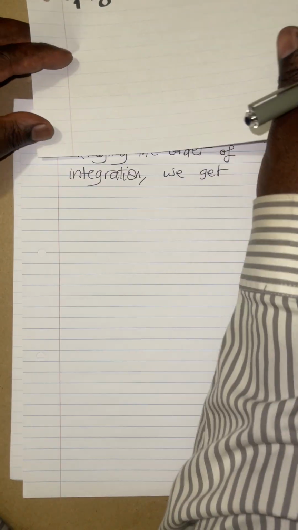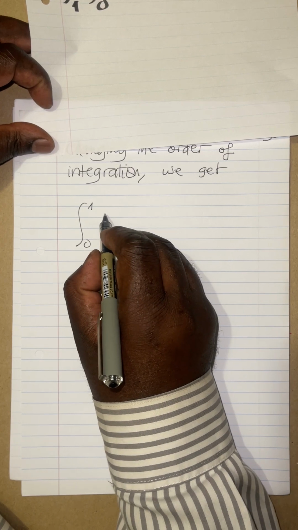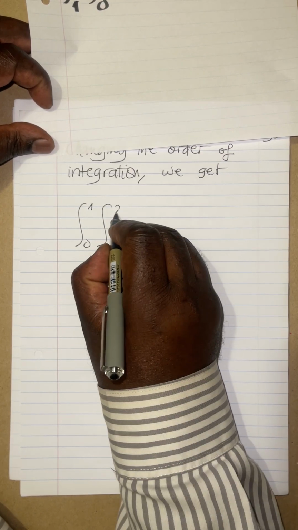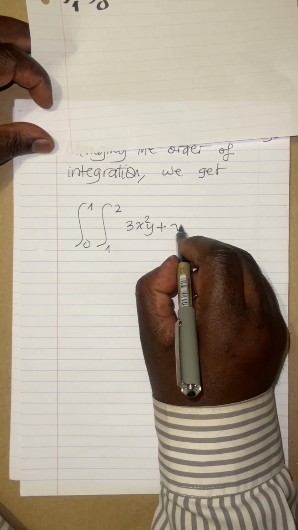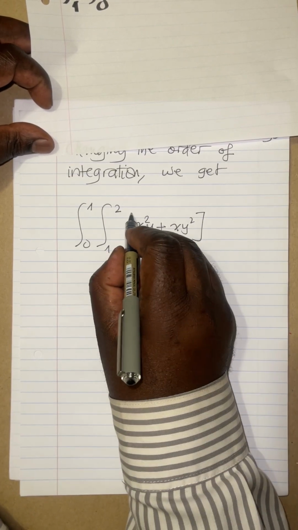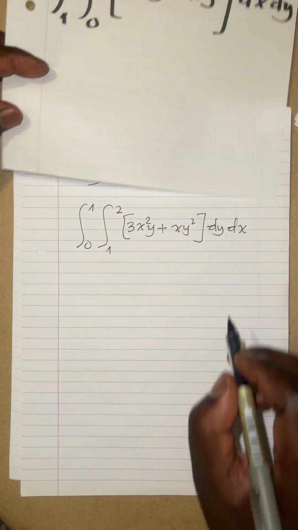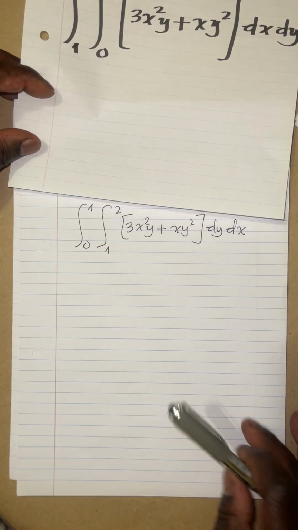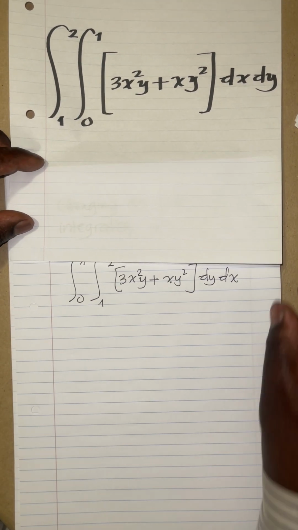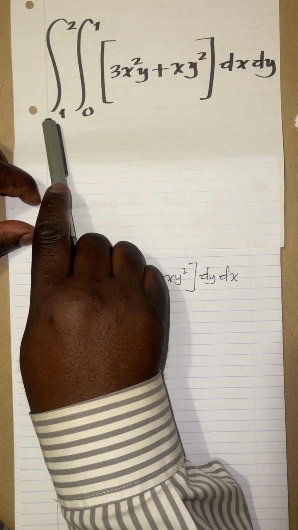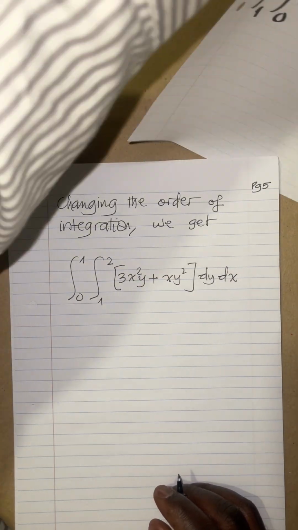So I'm basically saying we get the integral from 0 up to 1 and the integral from 1 up to 2. We keep this one function exactly the same, plus xy squared, and then now I must have dy dx. There it is. Let me move this one down a bit more. You can see that I have taken this out, this one in, that one in, and that one out. Let's see what we get.